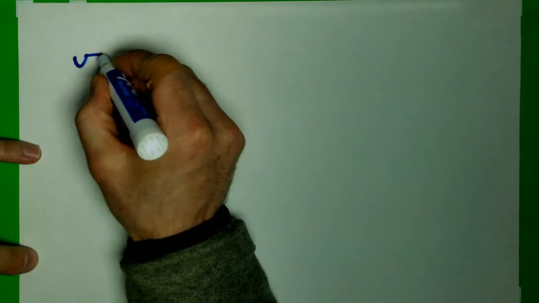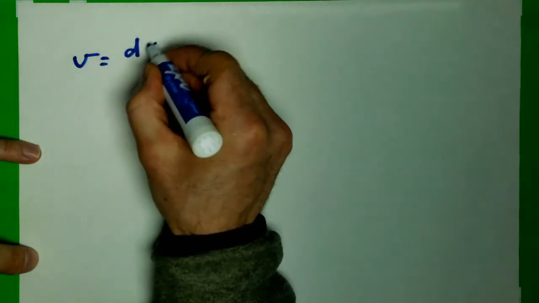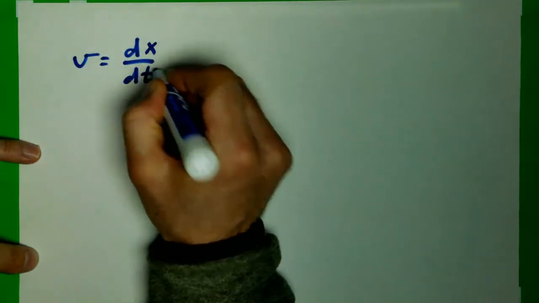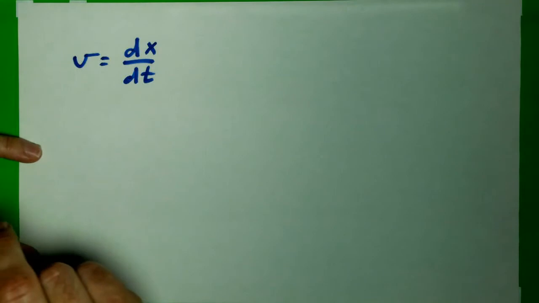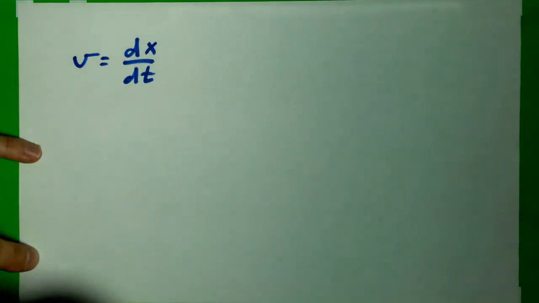Okay, we're going to do a little review of derivatives now that we know that velocity is defined as the derivative of position in time. So our velocity is the derivative of position in time. We need to practice with that. What is the value of velocity if I know a function of position in time?